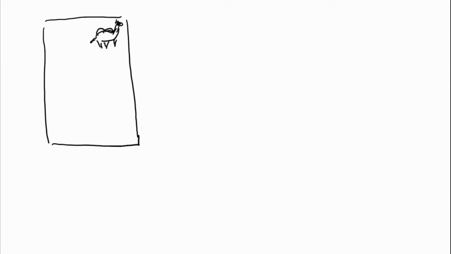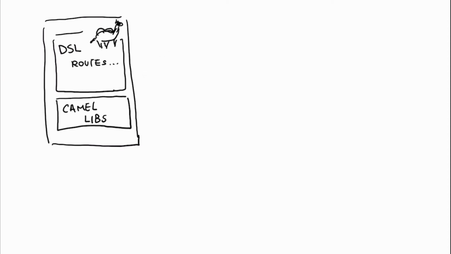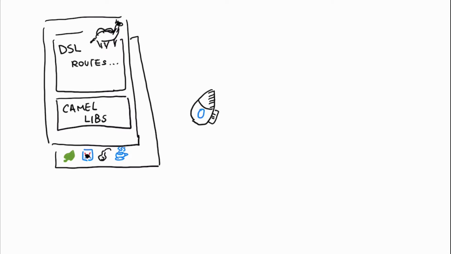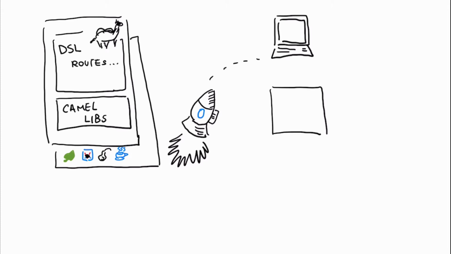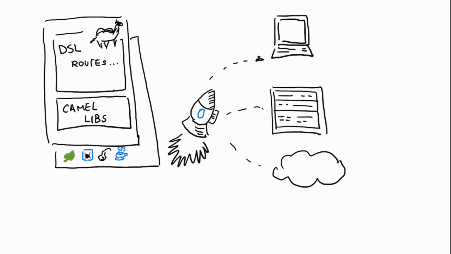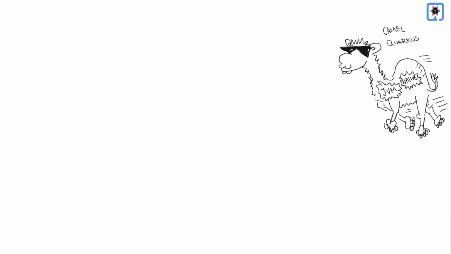If we take a closer look at the camel project structure, it contains, first of all, the camel routes, and it also contains the camel libraries, which are defined in your POM file. Then you would also specify different runtimes, such as Spring Boot, Quarkus, Karaf, or plain old Java, and then you can deploy that using the Maven plugins. Camel can run in different places, such as on your laptop, on servers, or even on the cloud. Then we've got Camel Quarkus.